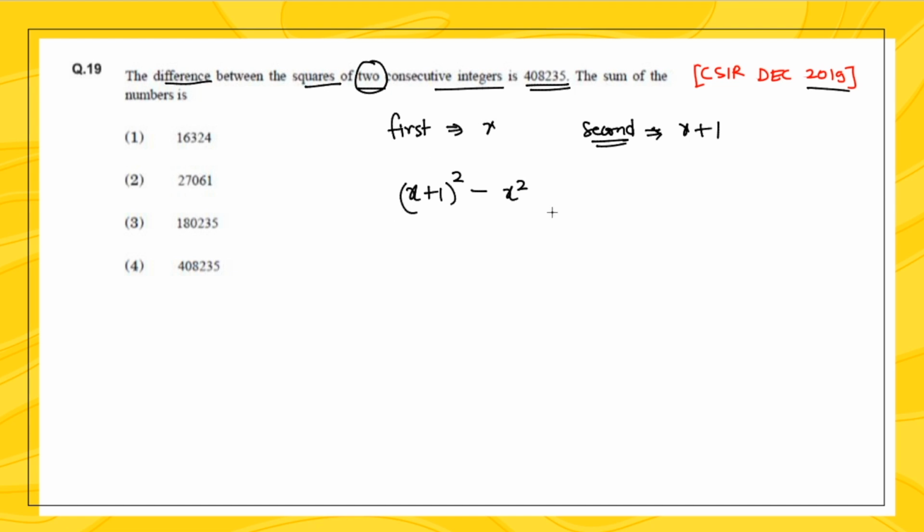Okay, so when they are talking about the difference, you have to subtract the smaller number from the bigger number. X plus 1 will be the bigger number, the square of that minus the square of the smaller number, and this is equal to 408,235. It looks tricky, but it is very simple.